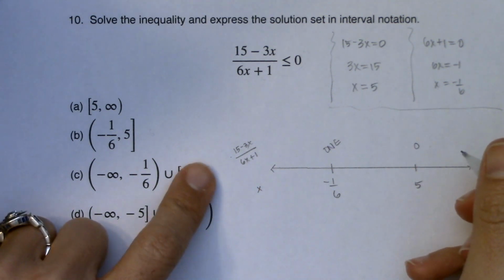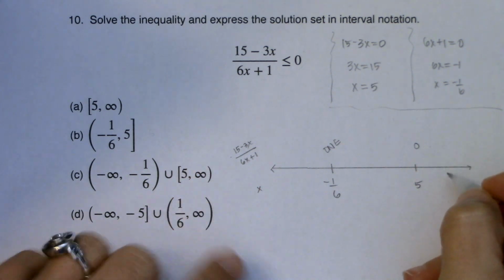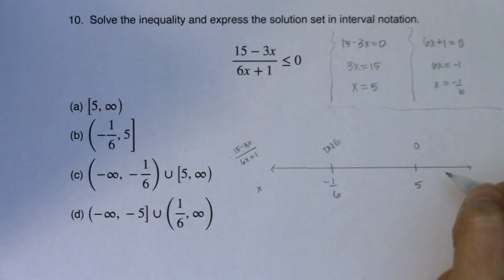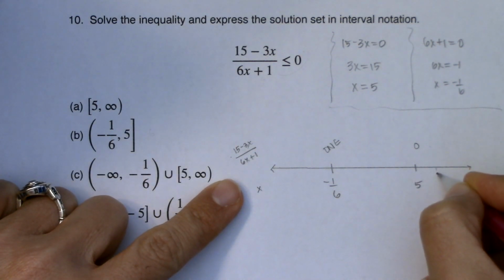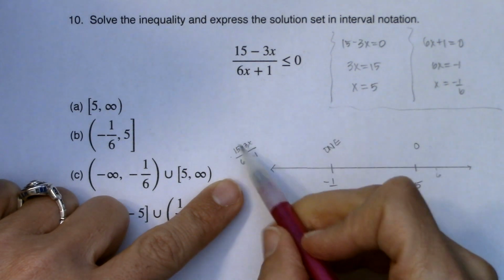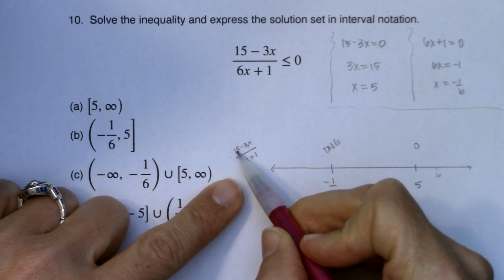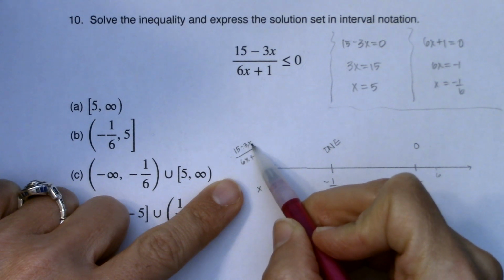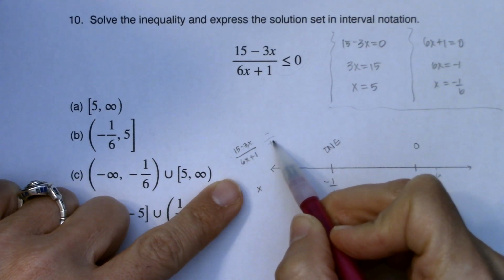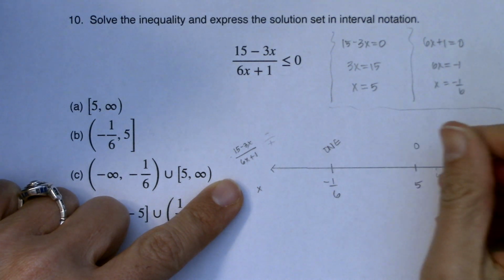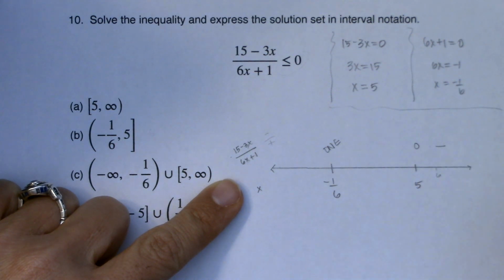I'm going to do the test points one. I think the test points one, especially with fractions, is probably a better starting place. And then I'll show you the quote unquote shortcut. So let's try a test point. I'm going to pick 6. If I plug 6 in to my numerator, 15 minus 3 times 6 is a negative number. 6 times 6 plus 1 is a positive number. A negative over a positive is going to leave me with a negative.